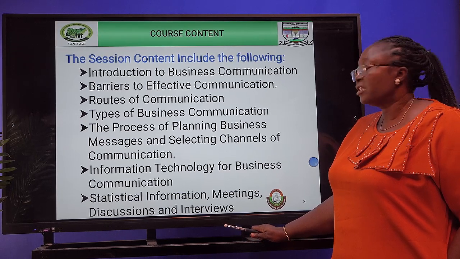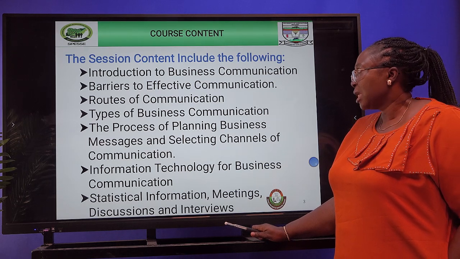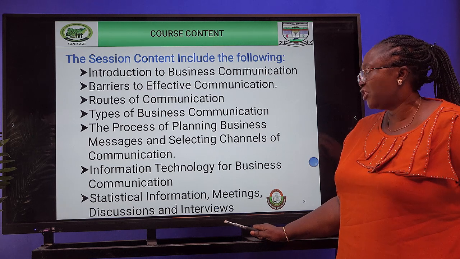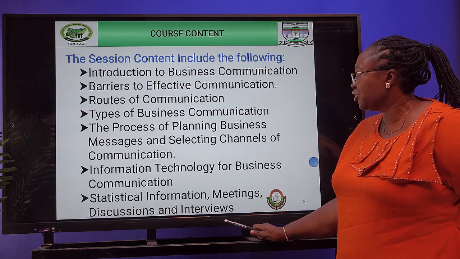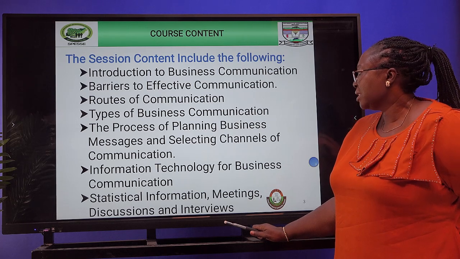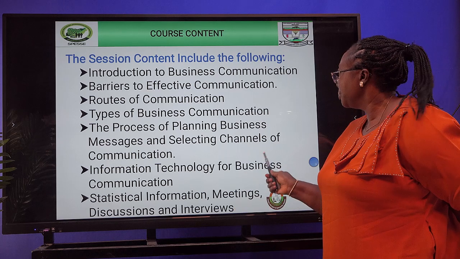the barriers to effective communications, routes of communication, types of business communication, the process of planning business messages and selecting channels of communication, information technology for business communication, statistical information, meetings, discussions, and interviews.